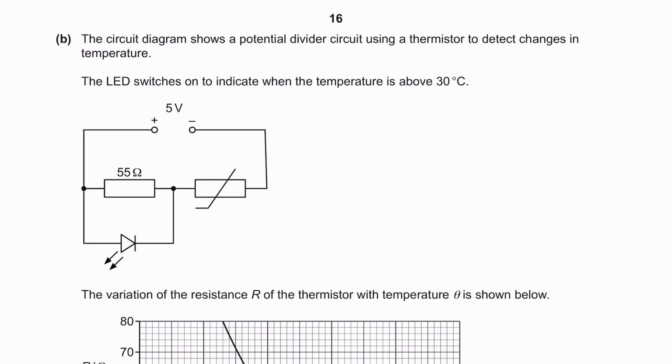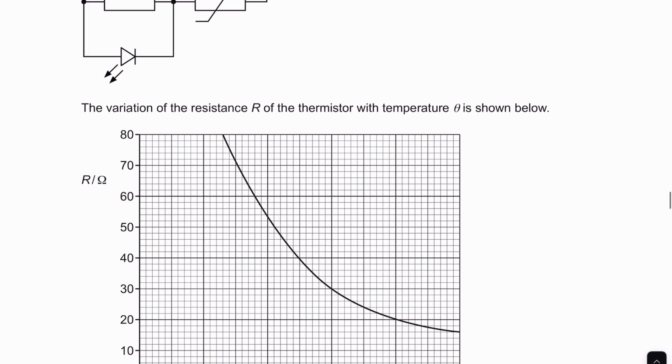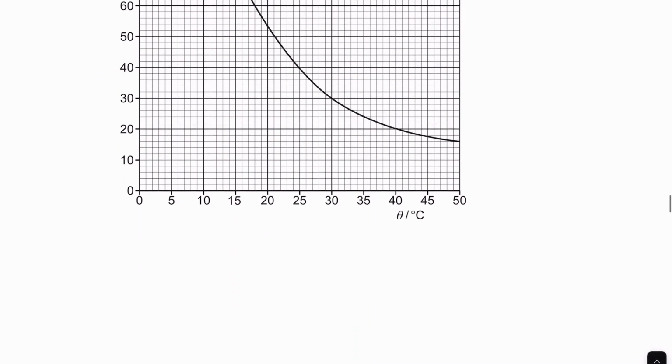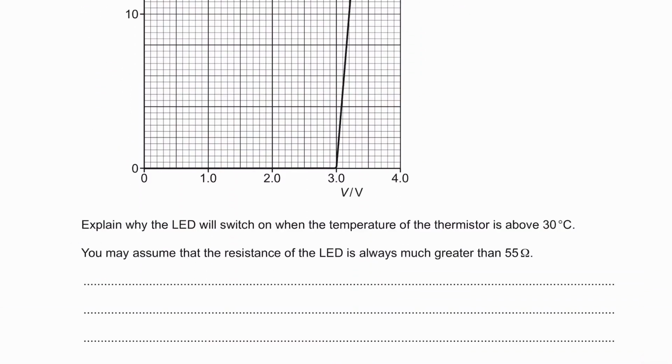The LED switches on to indicate when the temperature is above 30 degrees Celsius. We've been given the variation of the resistance of the thermistor with respect to temperature. Explain why the LED will switch on when the temperature of the thermistor is above 30 degrees Celsius, assuming that the resistance of the LED is always much greater than 55 ohms.